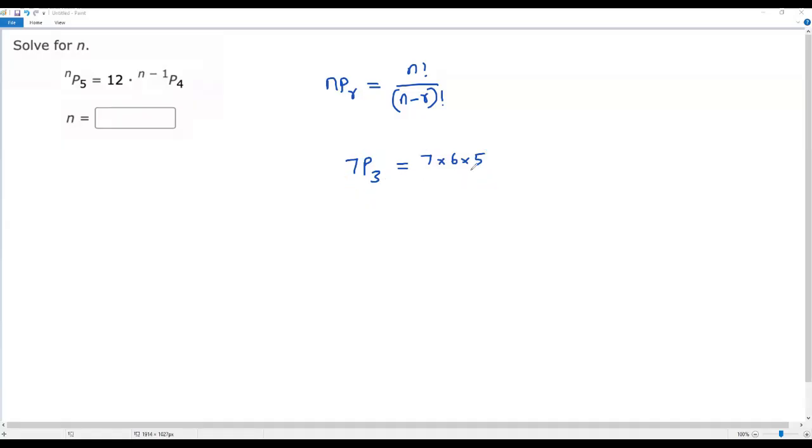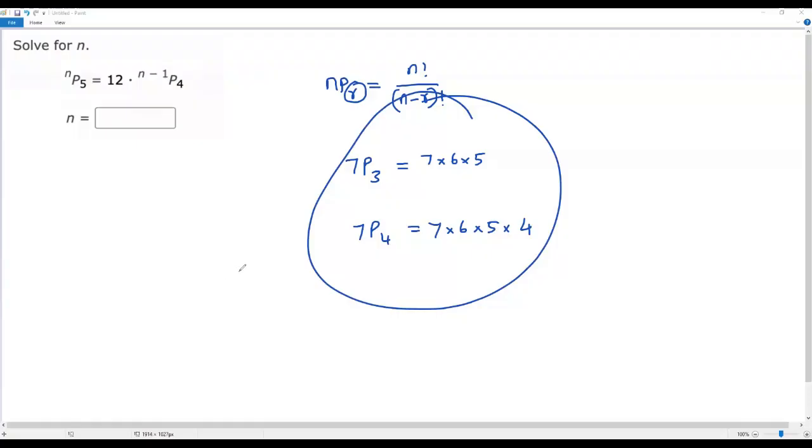So here 7 has been reduced for the next 3 consecutive integers, because the value of r is 3. For example, if I have 7P4, what should I do? The same thing: 7 has to be reduced for the next 4 consecutive integers because the value of r is 4. Then we get 7 times 6 times 5 times 4. So this is a shortcut to get the value of the permutation when r is given as a numerical value. Now the same logic I have explained, we can apply in our problem.